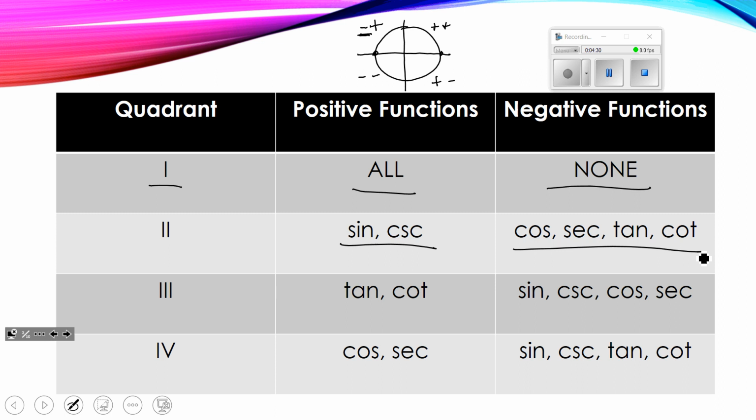Do you see where I'm getting all of this? I'm not going to go through every quadrant, but I just want you to understand what you're copying down. Okay, so go ahead and take your pencils. I appreciate you putting your pencils down.